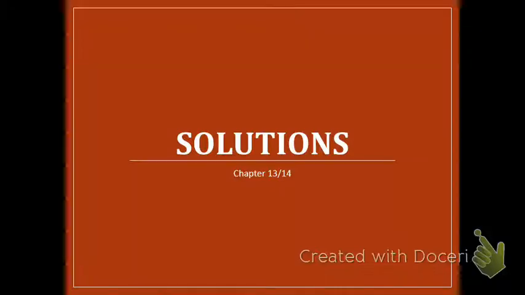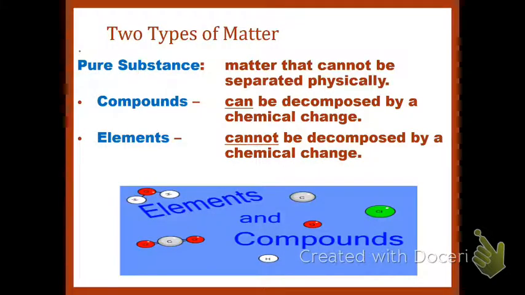All right, solutions. This first part is going to be a review from first semester. Remember, there's two types of matter. There are pure substances and mixtures. Within pure substances, you have elements and compounds. And compounds can be separated by chemical change. In other words, I could break down sodium chloride back into sodium and chlorine. Elements like sodium and chlorine cannot be broken down any further and retain their identity.